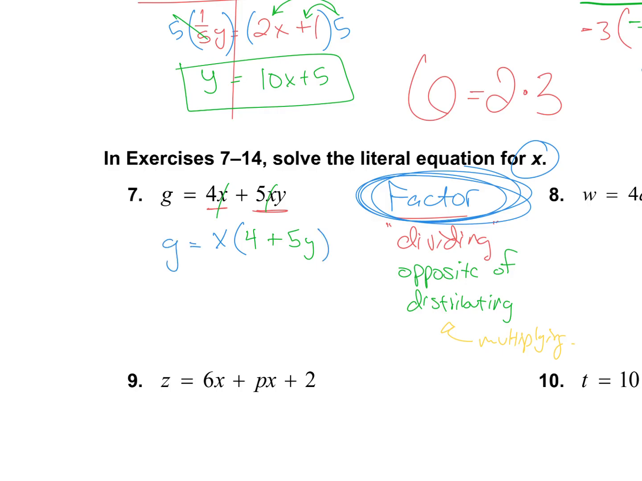And now we're still wanting to get x by itself. x is multiplying this whole thing, so we're going to divide by that whole thing. And we end up getting that x equals g over 4 plus 5y.